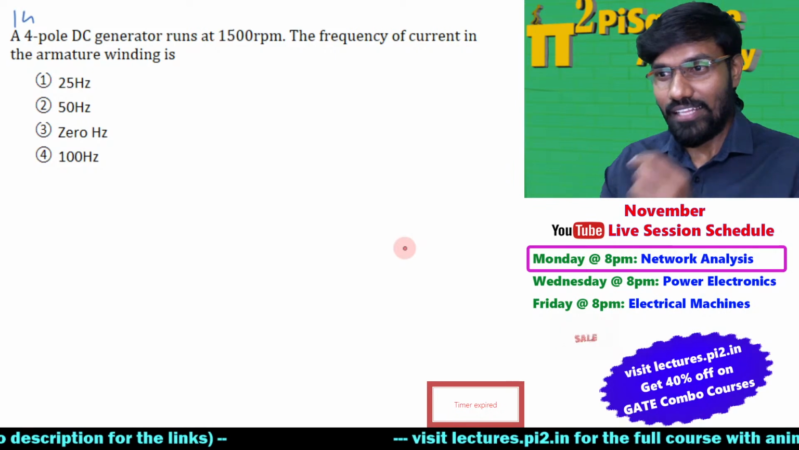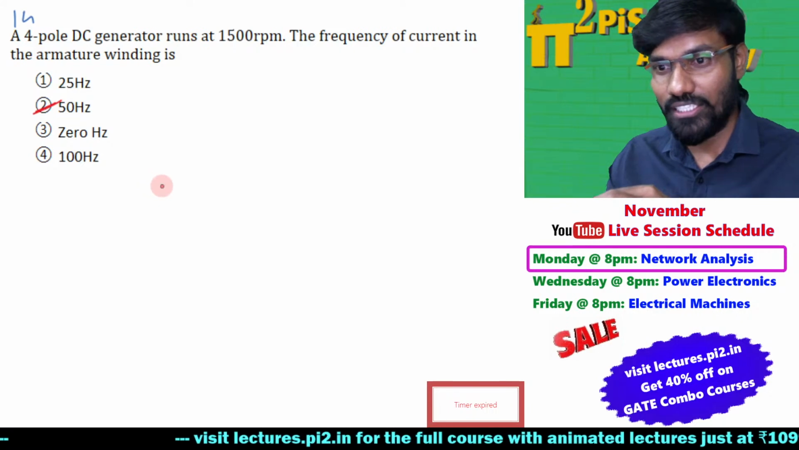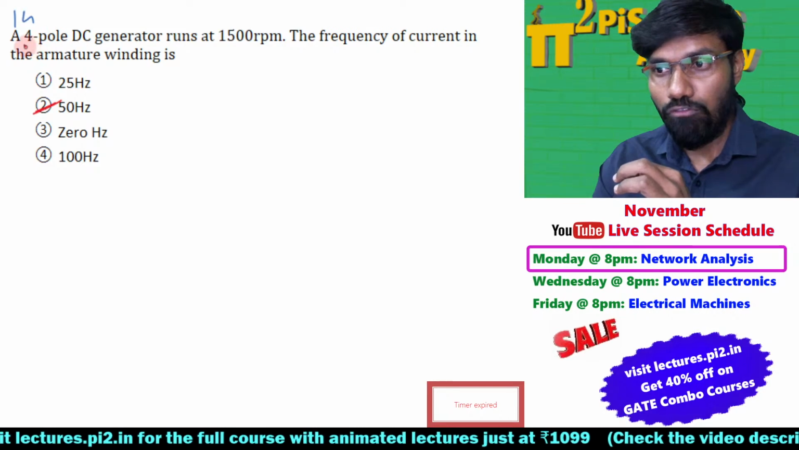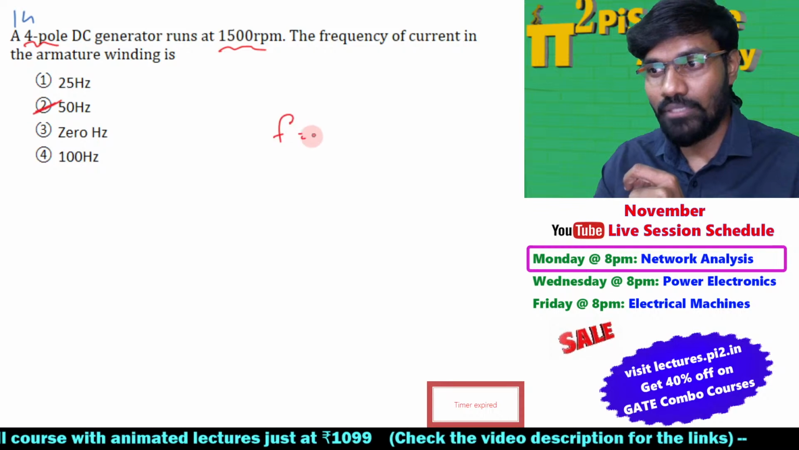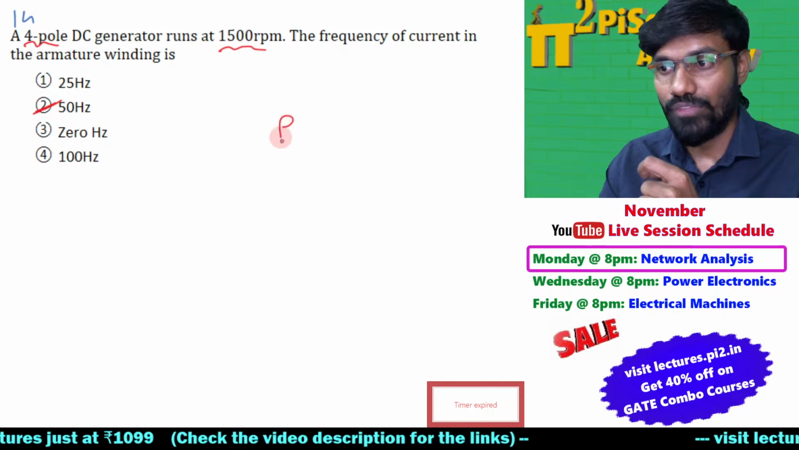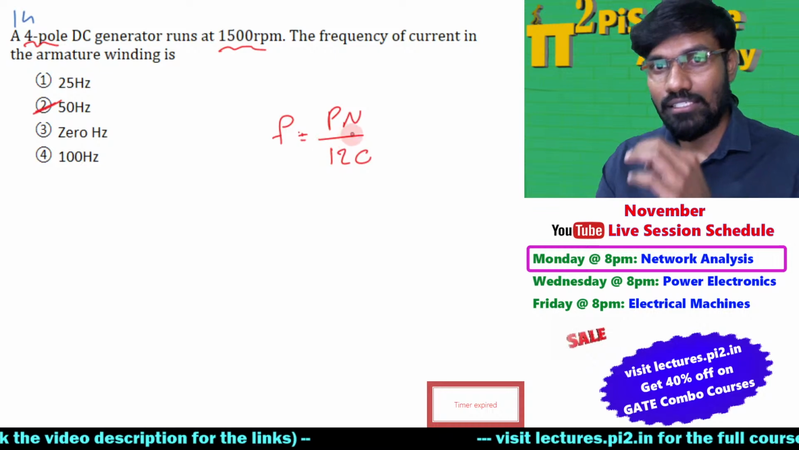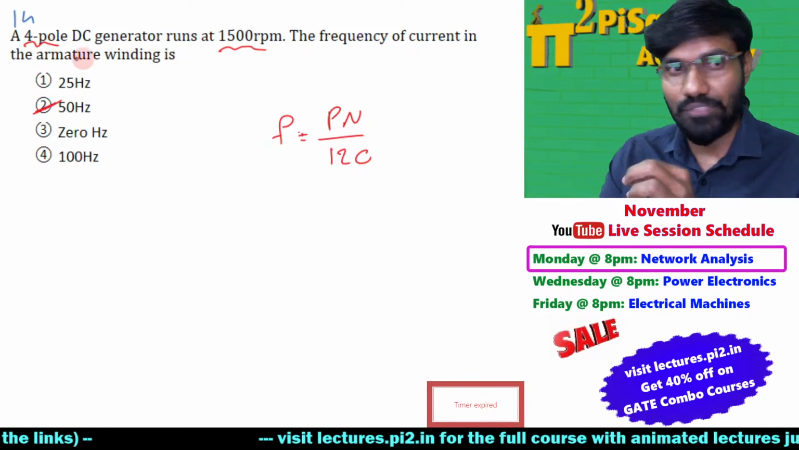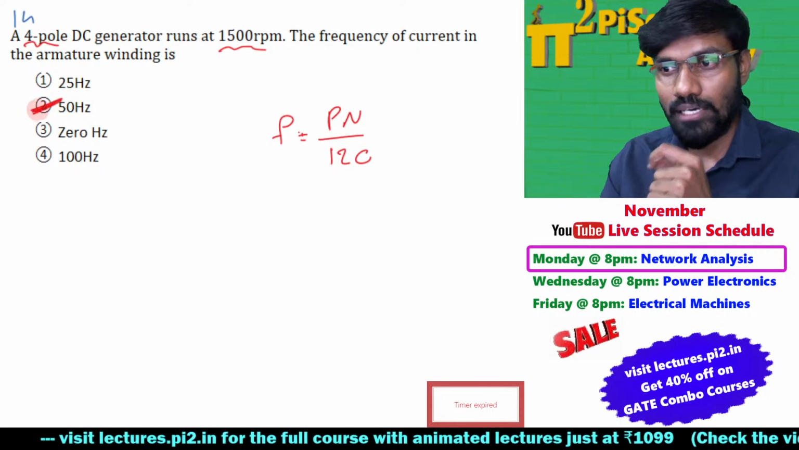See, this thing, as an electrical engineer, we should always remember: 4-pole 1500 RPM means we should not waste our time even in calculating 120 F by P, or F is equal to P into N by 120. Because 50 hertz is quite common. 4-pole and 1500 RPM is a quite common thing. Whenever you see that, you should mark this 50 hertz.